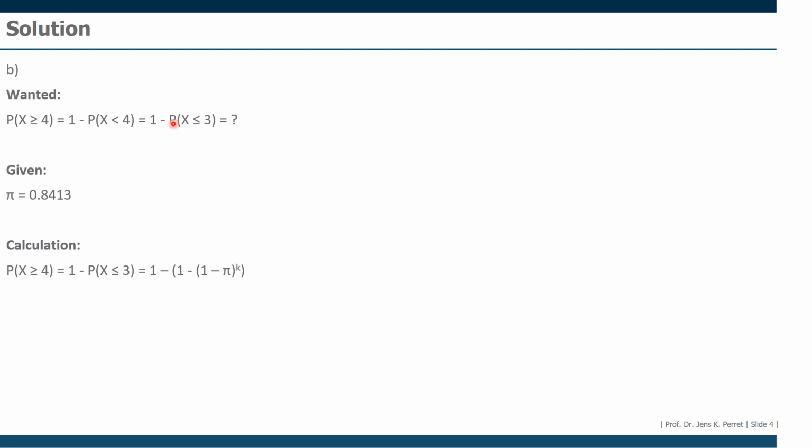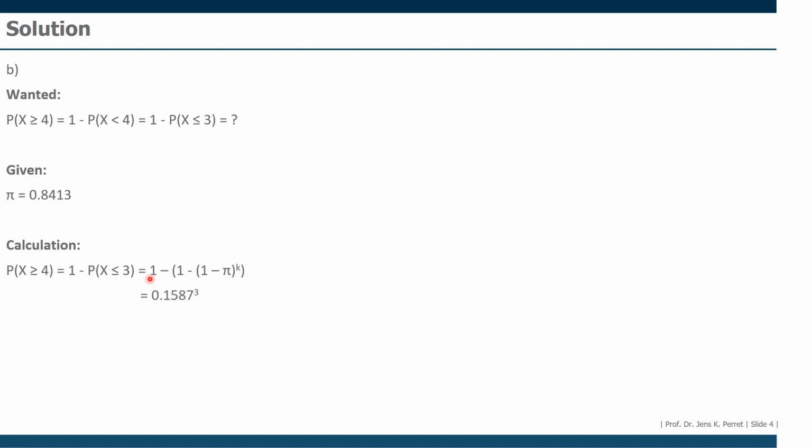And whenever we have probability with x being smaller or equal to, in the context of the geometric distribution, we have a particular function for this. And that's here, this part, 1 minus, in brackets, 1 minus pi to the power of k. So the 1 minus in front, that's this part here. Whatever is in those first brackets, that's this probability. That's why for pi we're going to use the 0.8413, and for k we're going to use the 3 at this point. This 3, not the 4, the 3 at this point.